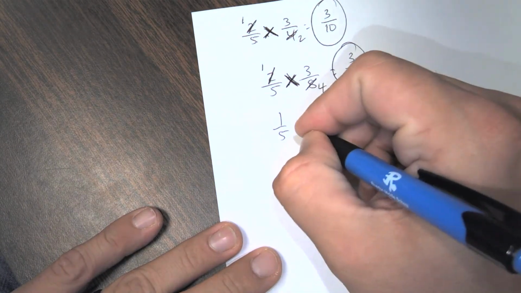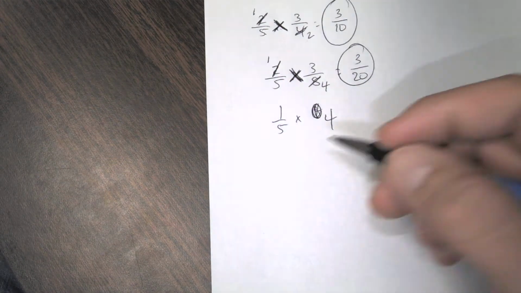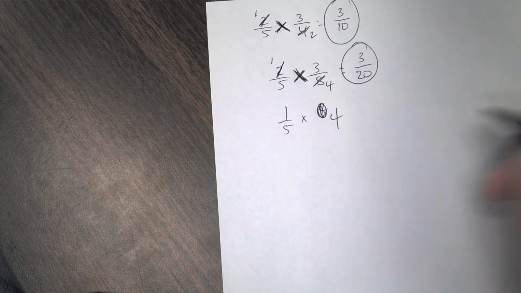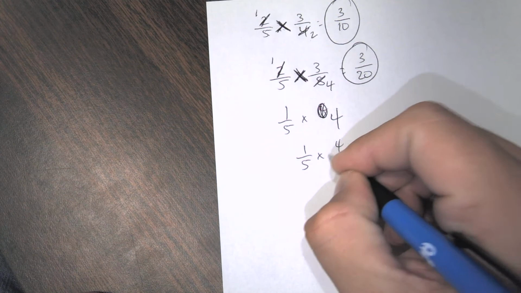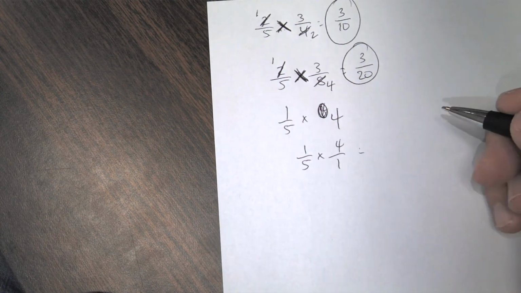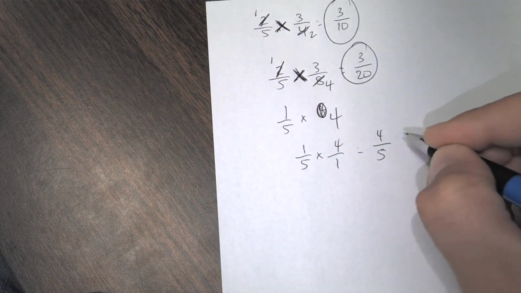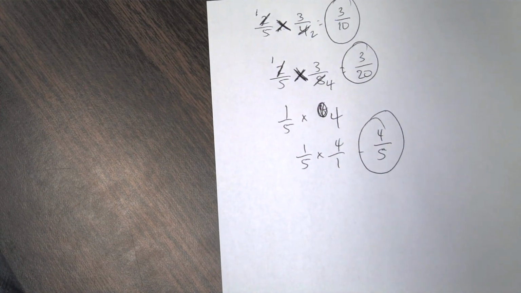So let's do a couple more of these. Okay, 1/5 times 4. So that's a whole number again. This is just like what we just worked on. So 1/5 times 4 over 1. Can't do anything with 4 and 5, can't do anything with 1, so I just multiply it out. So 1 times 4 is 4, 5 times 1 is 5, and you're done.